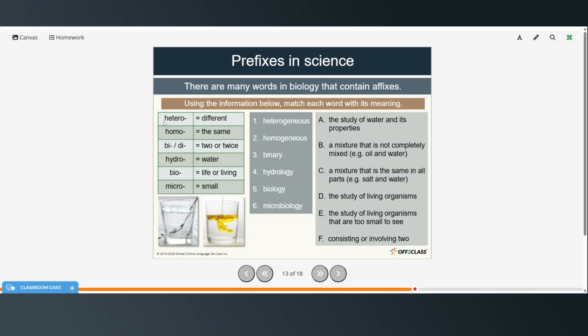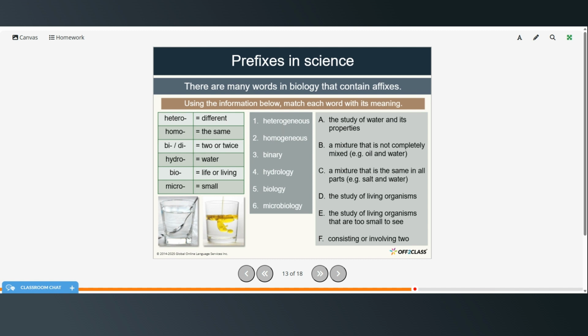So first let's look at the affixes. Actually, these are all prefixes in science. Hetero means different, homo means the same, bi and di mean two or twice, hydro is water, bio is life or living, micro means small. So if we look at this word, heterogeneous, hetero means different.